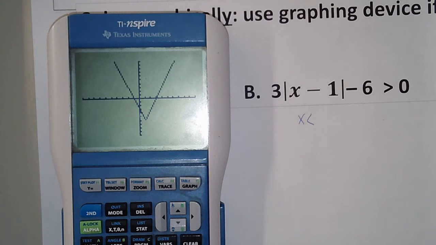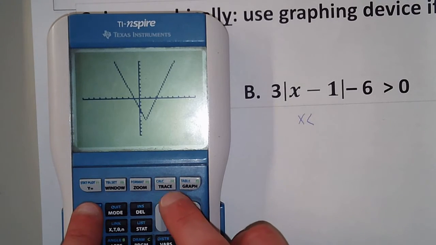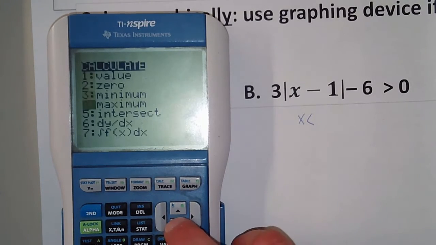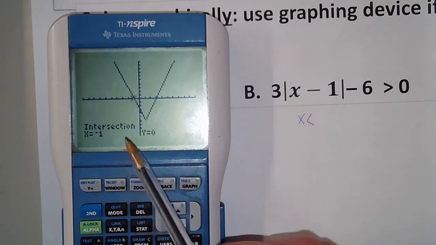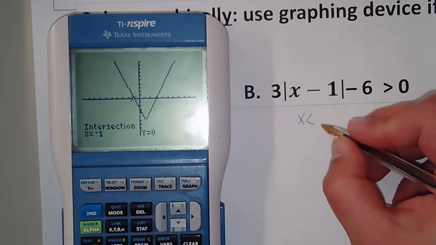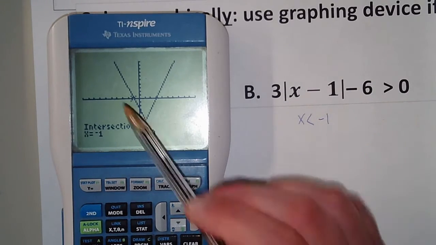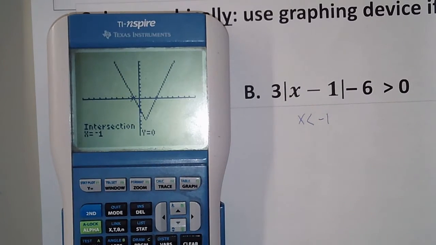There's a couple ways you can check that. You could use your intersect feature like we did yesterday, where you find your intersection and move it over here, and double check, okay, yep, that is at -1. So we know for sure anytime x is less than -1, that's going to be one of my values.